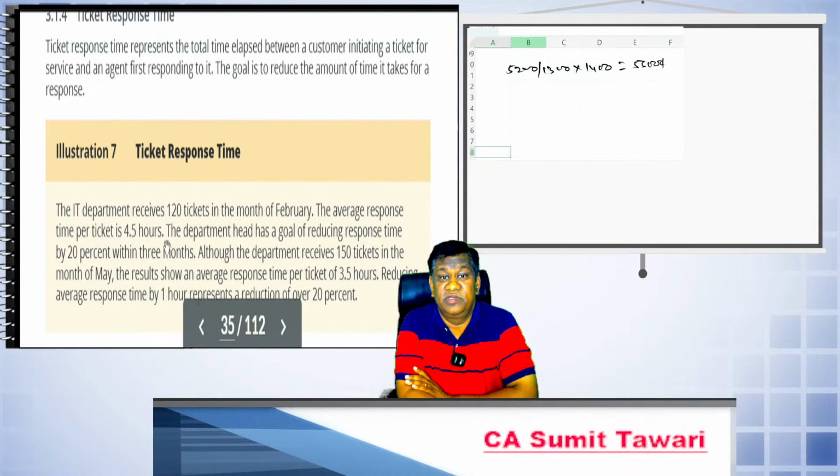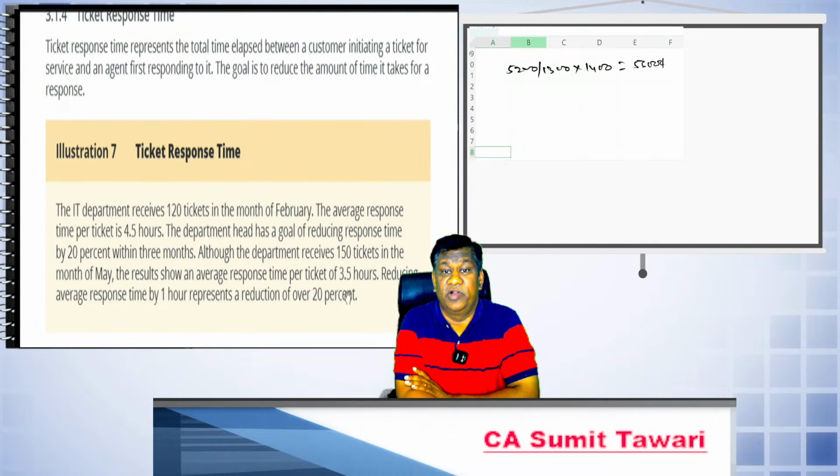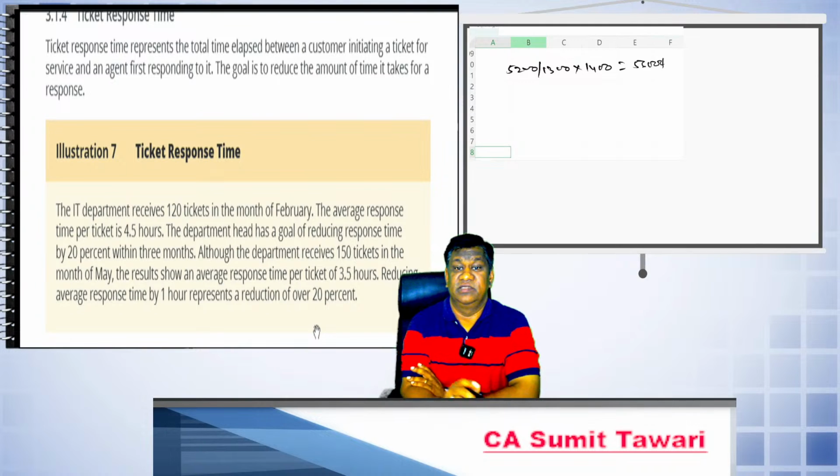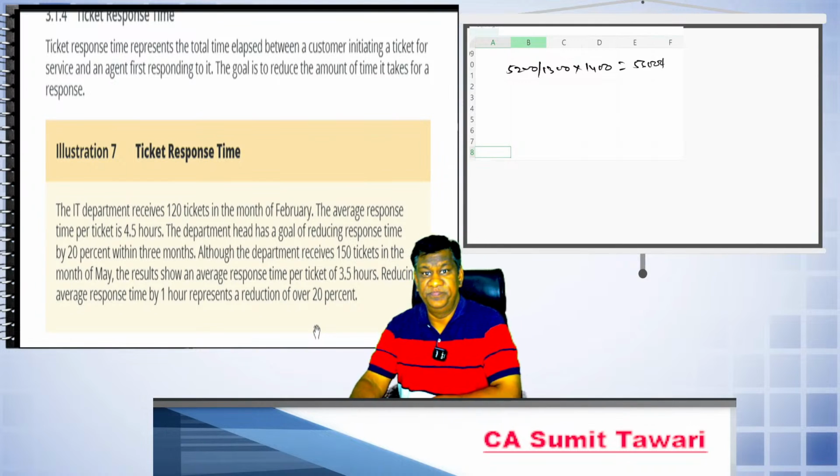So an IT department receives 120 tickets in the month of February. The average response time per ticket is 4.5 hours. The department had a goal of reducing the response time by 20% within 3 months. So the department receives 150 tickets in the month of May, and the results show an average response time per ticket of 3.5 hours. So reducing the average response time by 1 hour represents a reduction of over 20%.